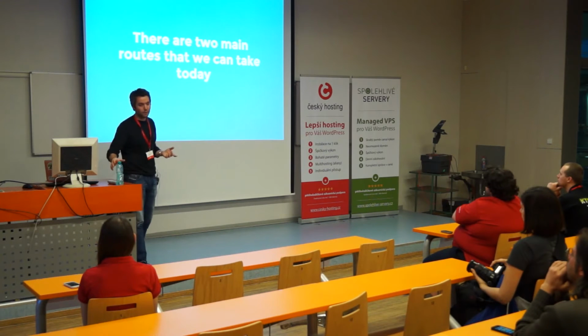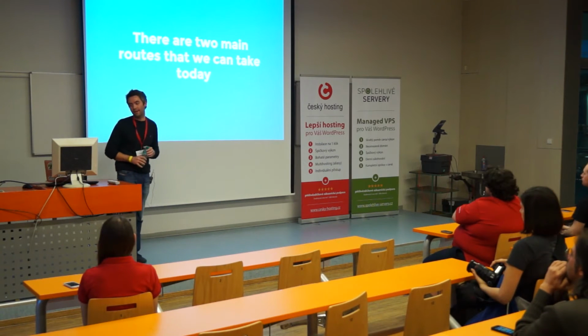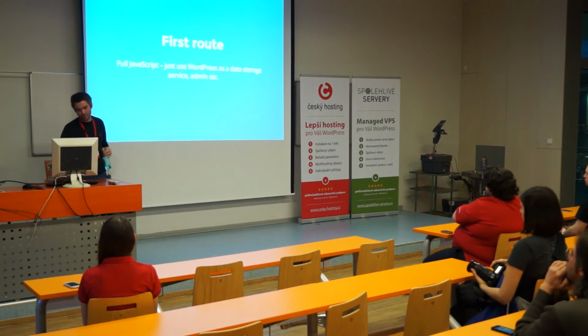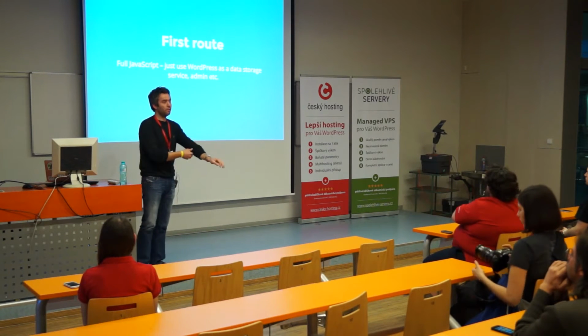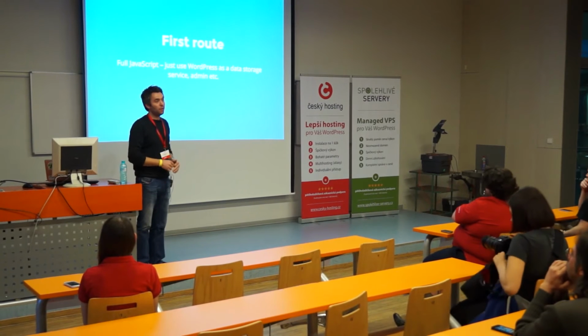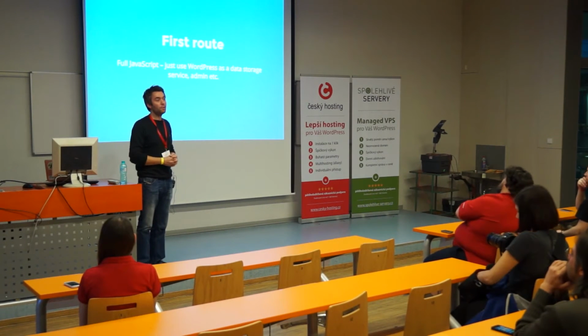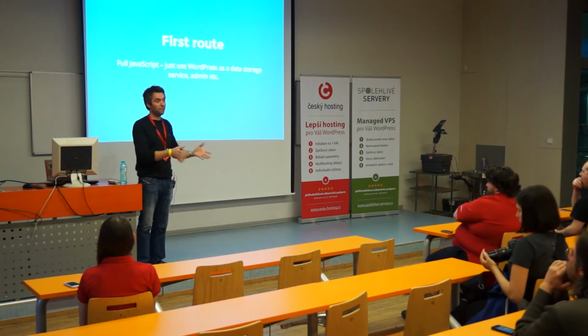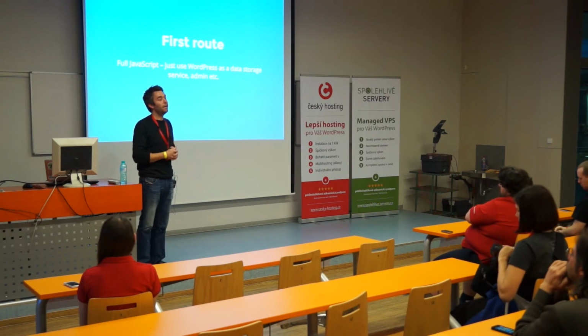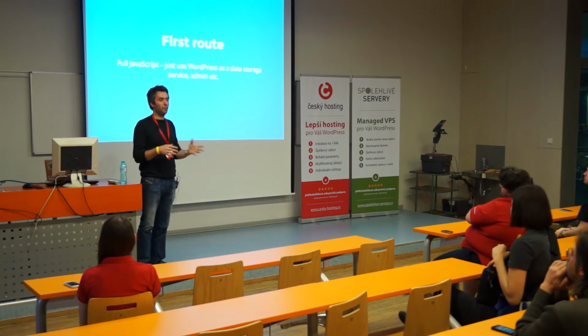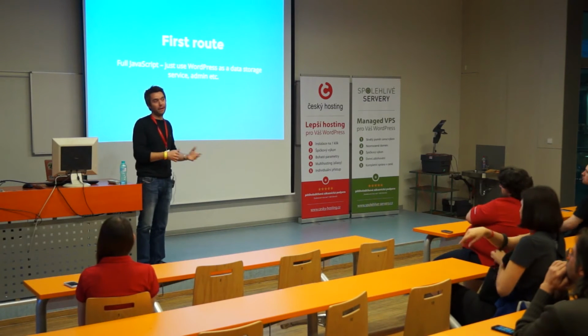I kind of think there are two main routes that we can take today. The first one, which I've had a few people actually mention, is just kind of going full JavaScript. So you can build a whole thing in Node. You don't really need WordPress at all. WordPress you would have somewhere on an installation, and you would just consume the data from that REST API, and you wouldn't really do anything on the WordPress side. You might allow a client to get into the back end.